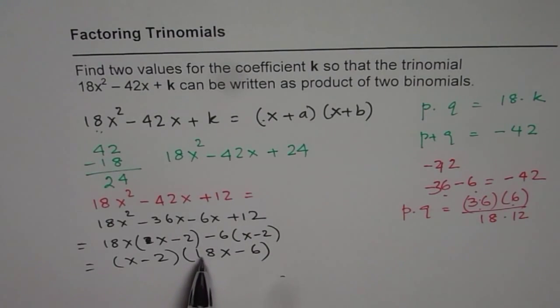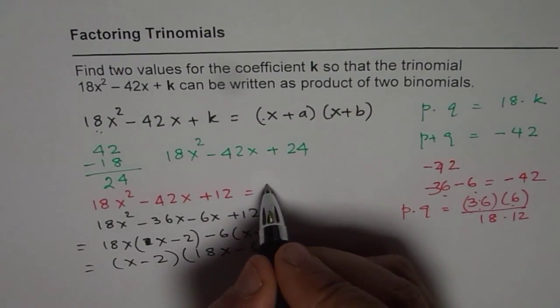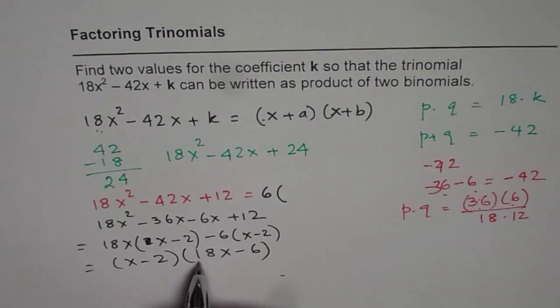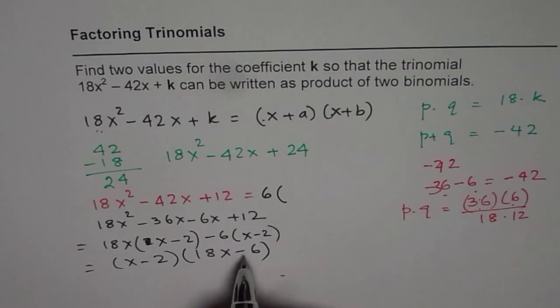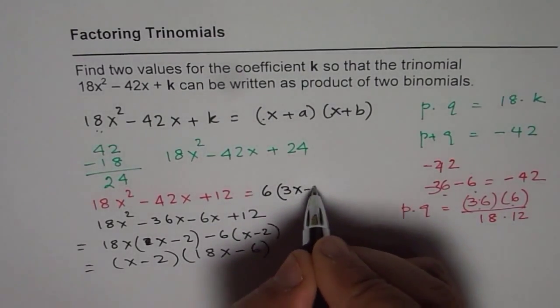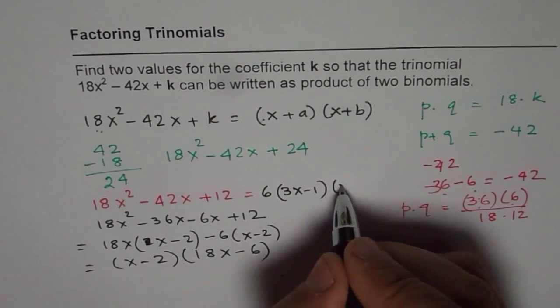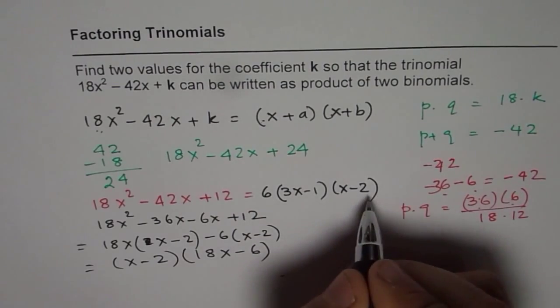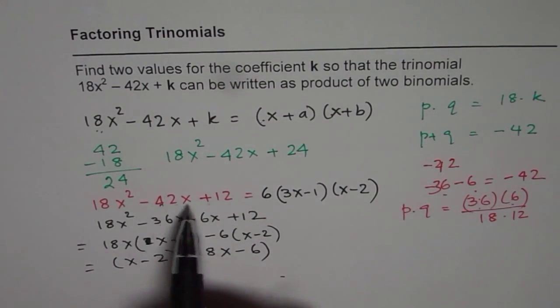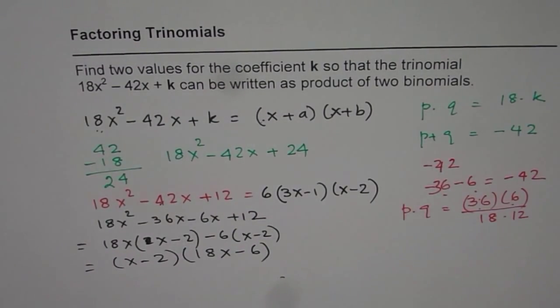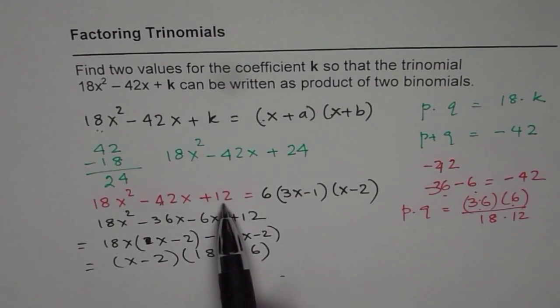Of course, you can factor 6 also from here. Once you factor 6, I'll write down the answer straight here. Factoring 6 will give me 3x minus 1, right? And then we have x minus 2. To get the idea. So you could factor this expression in this fashion, provided k is 12.